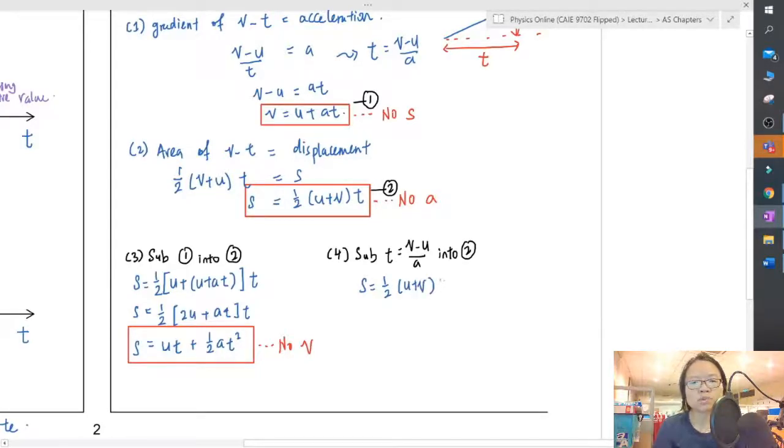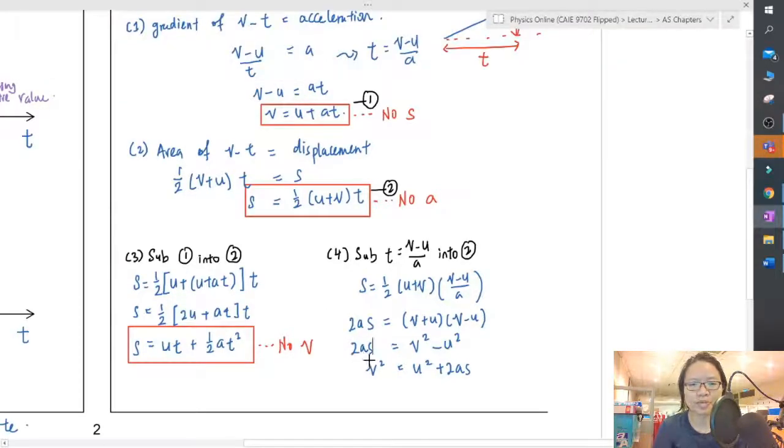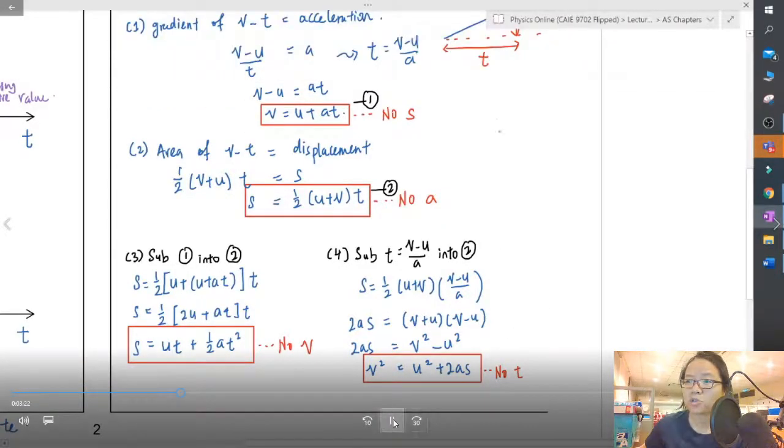So s will now be equal to half u plus v, times t, where t is v minus u over a. Time to rearrange. We don't like fractions, so 2a, throw to one side. You get v plus u times v minus u. So this is v squared minus u squared, a popular algebraic identity. And we use v squared is equal to u squared plus 2as, because once again, we don't like negative signs. This one has no t.